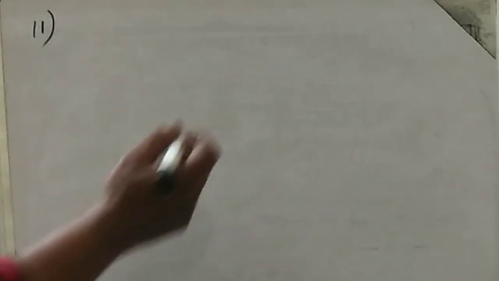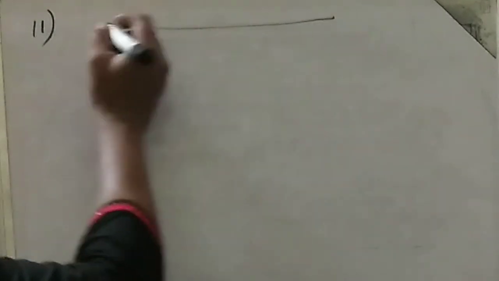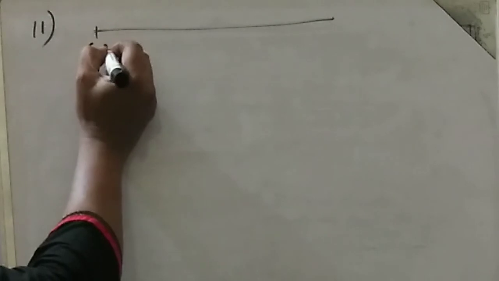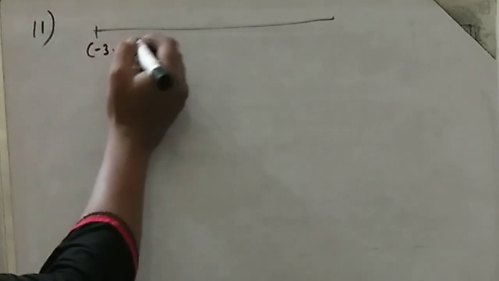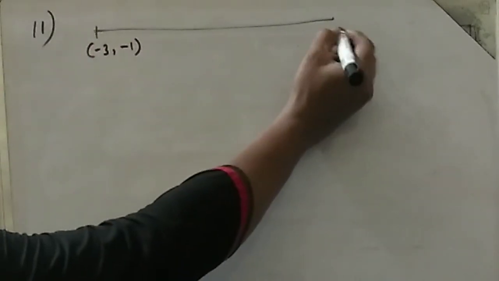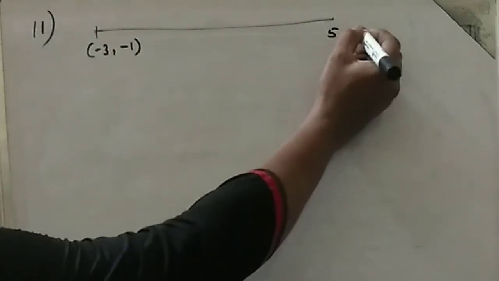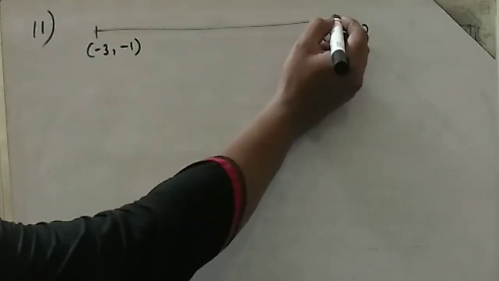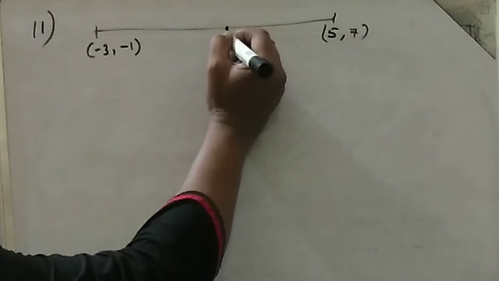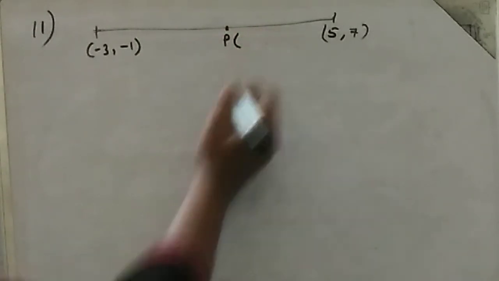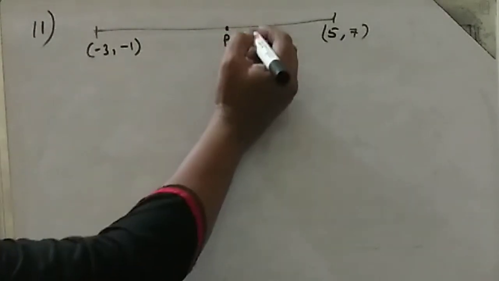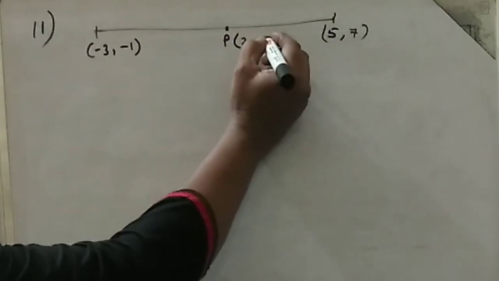Eleventh question. Calculate the ratio in which the line joining the points (-3, -1) and (5, 7) is divided by a point P, given x is equal to 2. The x value is 2. And y?